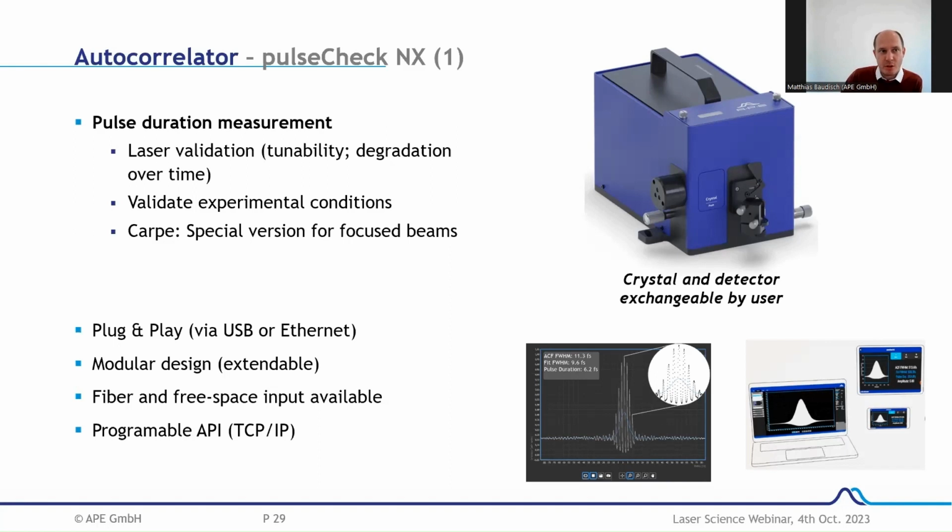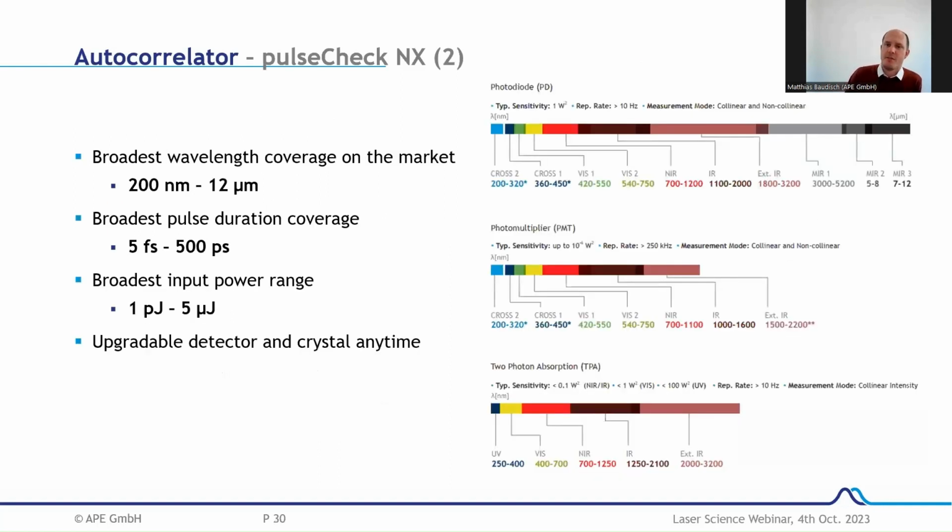The nice thing about our autocorrelator is that it's very modular, so the customer can easily, with magnetic mounts and so on, change crystals and detectors. By using this possibility, we can cover a huge range of different wavelengths, different pulse durations which you can measure, and also different input powers. As you see, this is just an overview to give you a perspective, so ignore the details. In principle, the customer can easily change or use a wide range to characterize the pulse duration of laser sources.